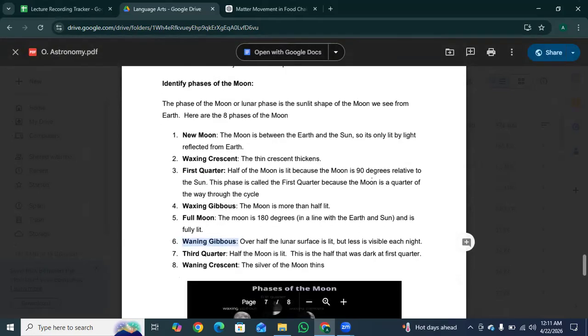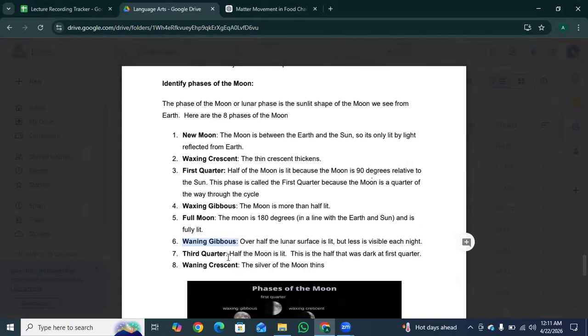And the third quarter, half of the moon is lit. This is the half that was dark at first quarter. Like we see a half circle again, but it's the opposite side from the first quarter.